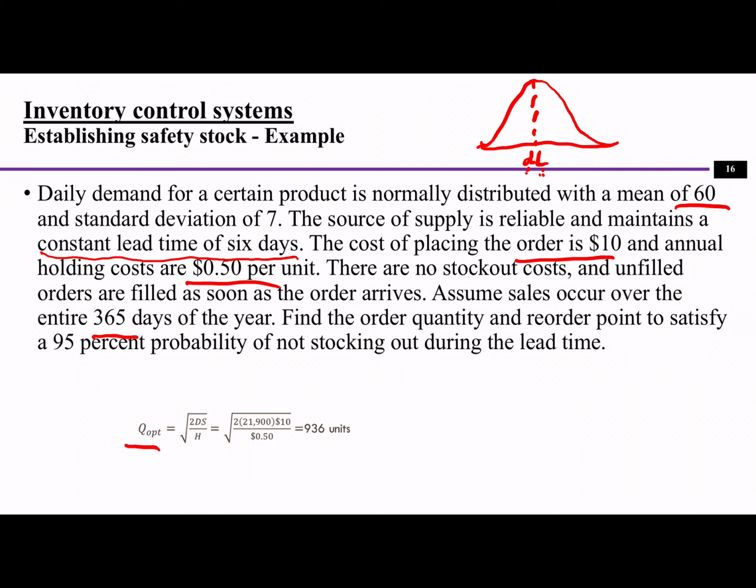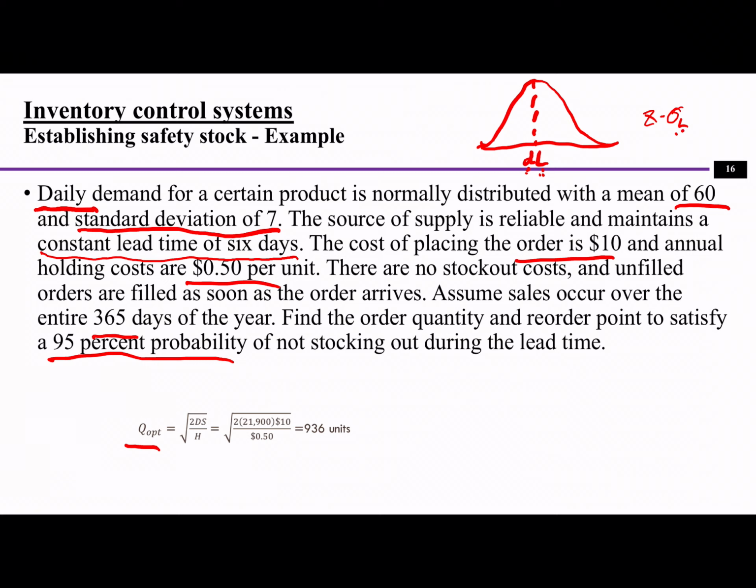Now we know the mean. All we need to find out is Z times sigma L. We know it's a 95% probability, and we can easily find this Z number from the normal distribution table, or you can calculate it yourself in Excel. Then we just need to find the sigma L. We see the standard deviation is 7, but keep in mind that this standard deviation is for daily demand.